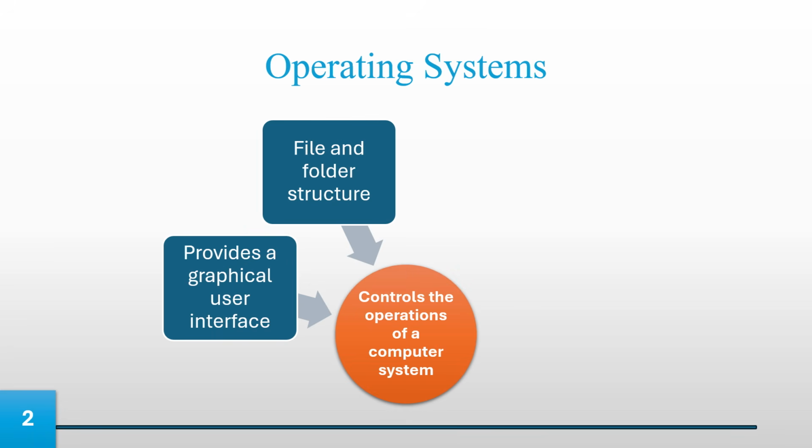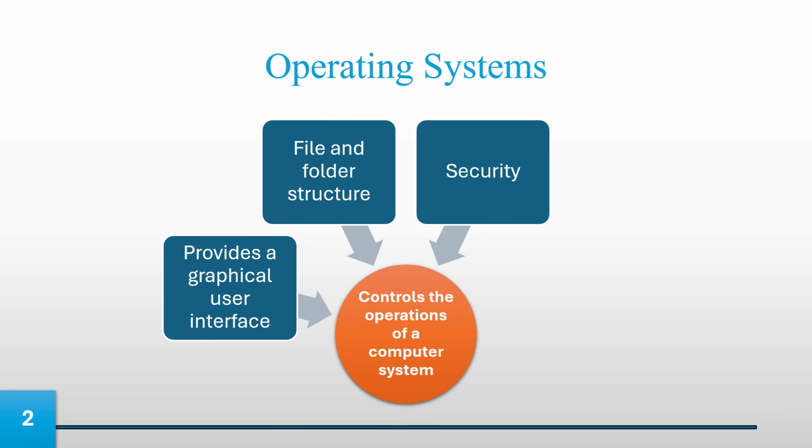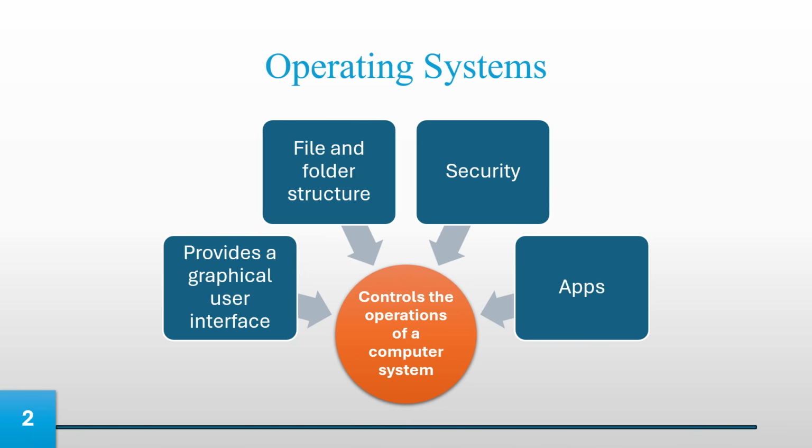Operating systems have a file and folder structure. Whether you're using a phone, laptop, or tablet, there is a file and folder structure. You need to be able to access files and folders. Of course, it also controls the security. So the operating system will need some type of security to make sure that it's up and running. The operating system can keep an eye on the security system, and the security system can keep an eye on the operating system. And of course, we can access the apps through the operating system as well. So in a nutshell, that's what the operating system will allow us to do.